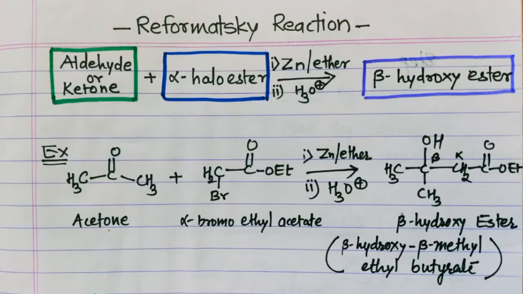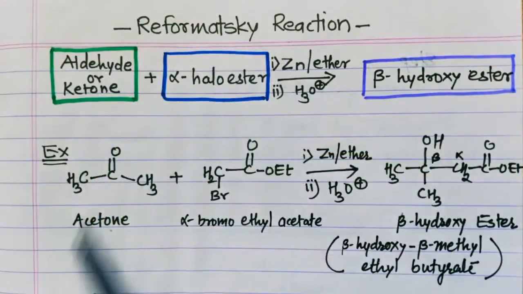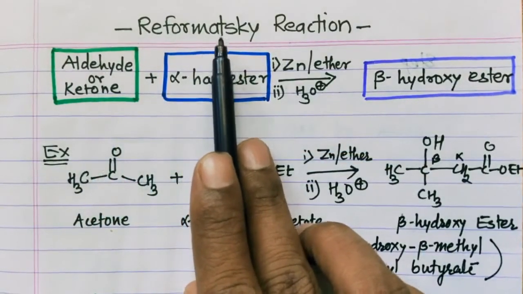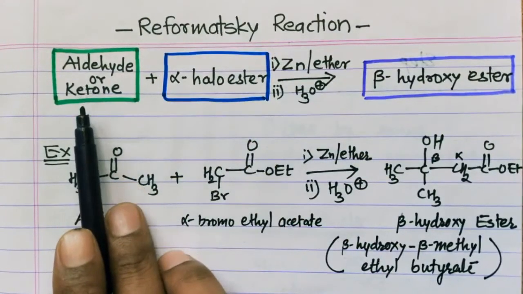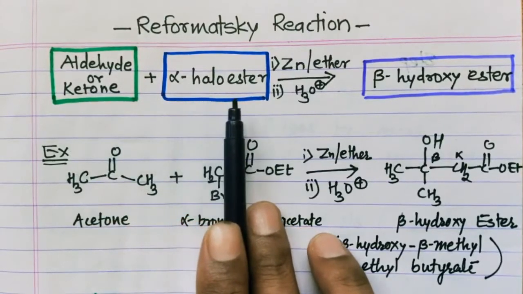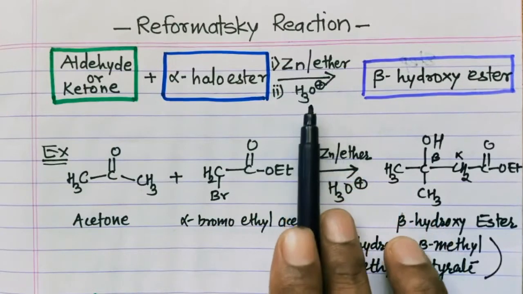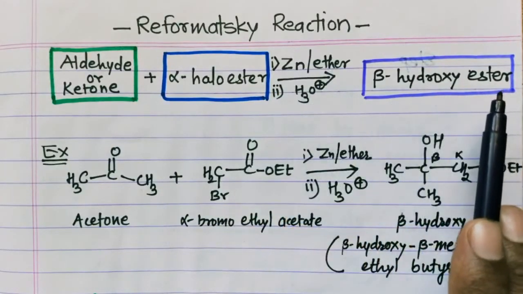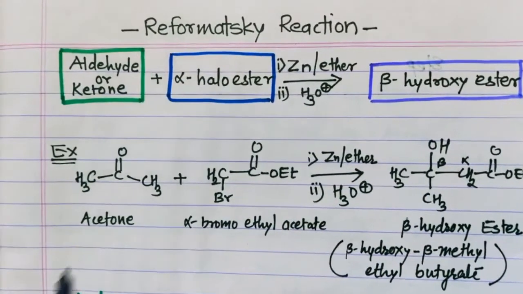Okay, let's start with this Reformatsky reaction. So what is Reformatsky reaction? Reformatsky reaction is the reaction in which any aldehyde or ketone on reaction with alpha haloester in presence of zinc and ether followed by hydrolysis forms beta hydroxy ester. Let's take an example of this reaction.